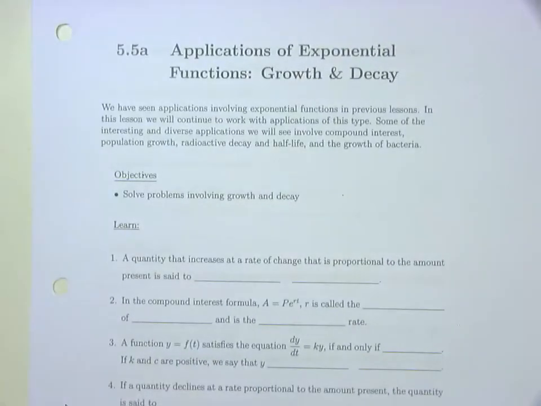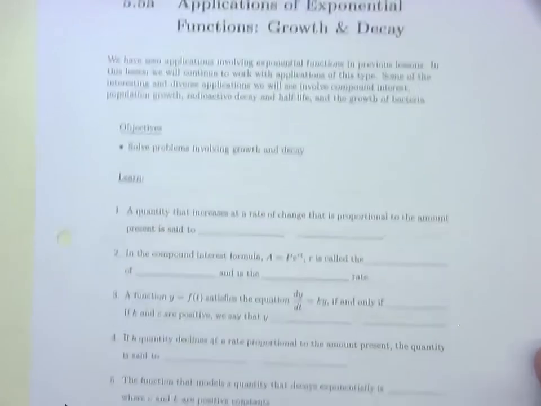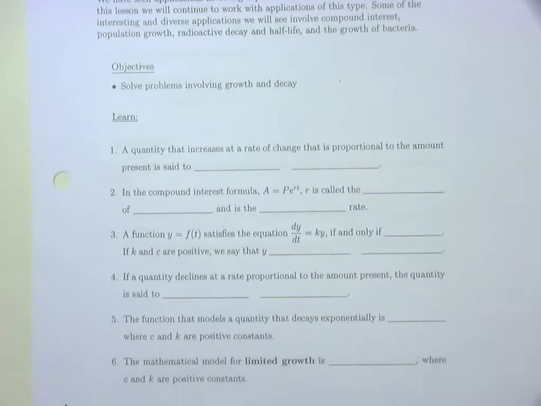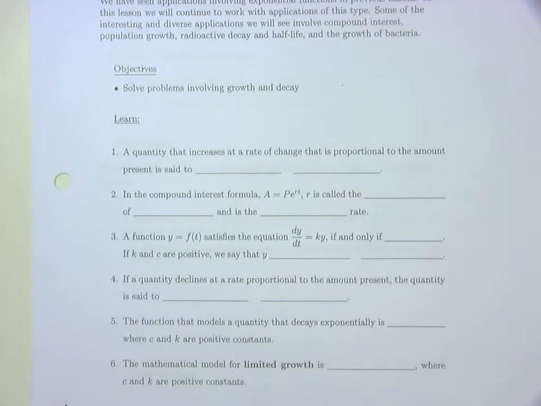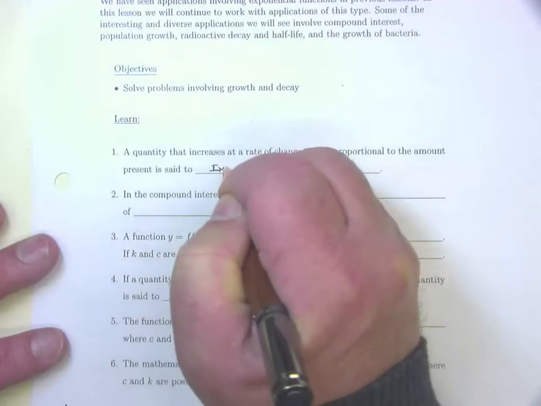Section 5.5. Section 5.5 is on exponential functions of growth and decay. And so, jump in with both feet, but there's going to be some formulas that you guys need to know here. All right, it says this. A quantity that increases at a rate of change that is proportional to the amount present is said to increase exponentially.